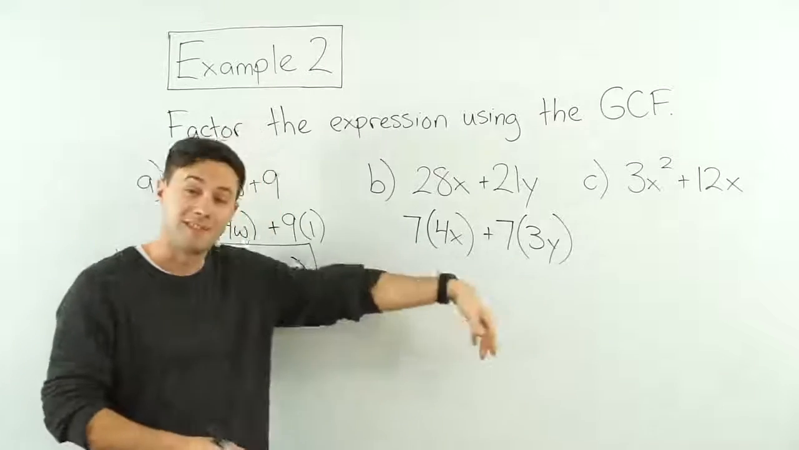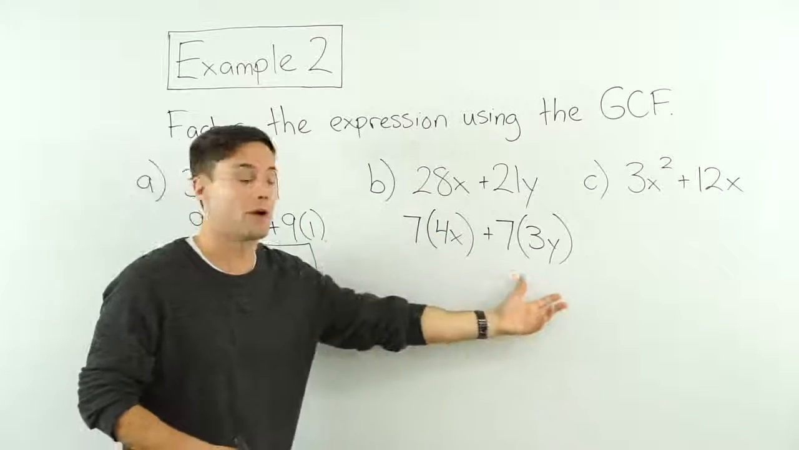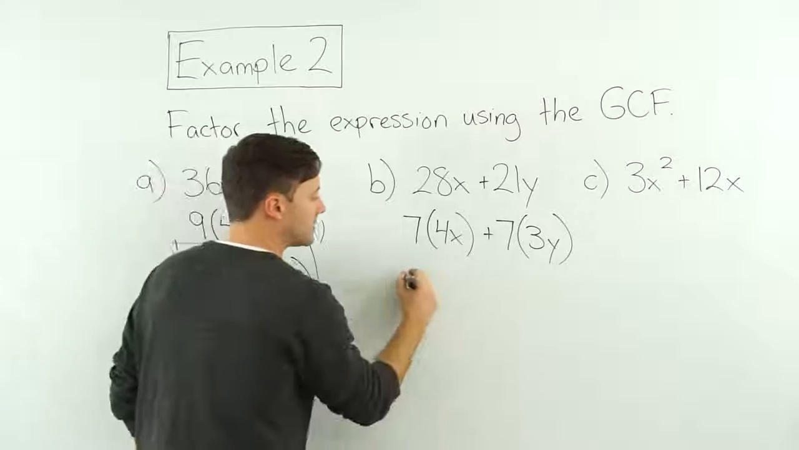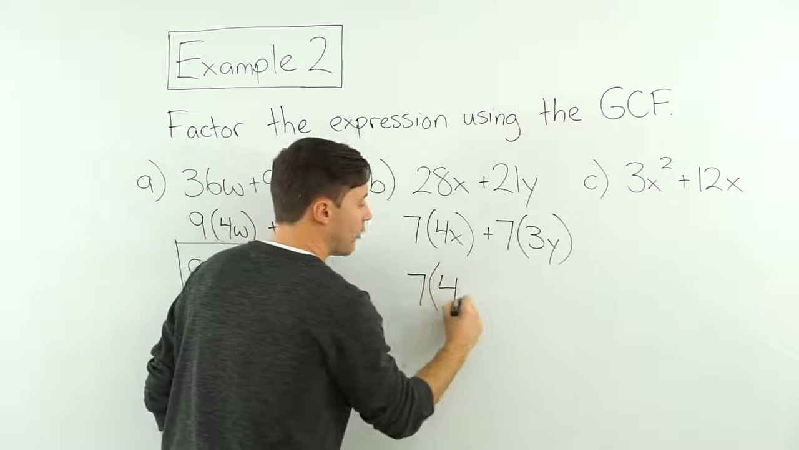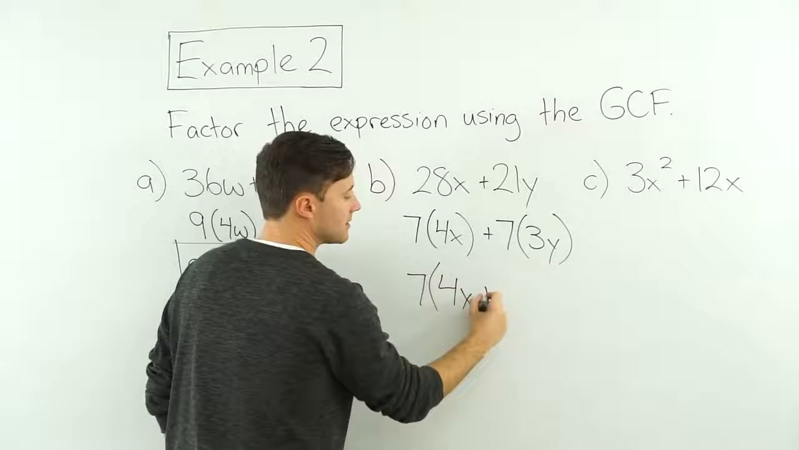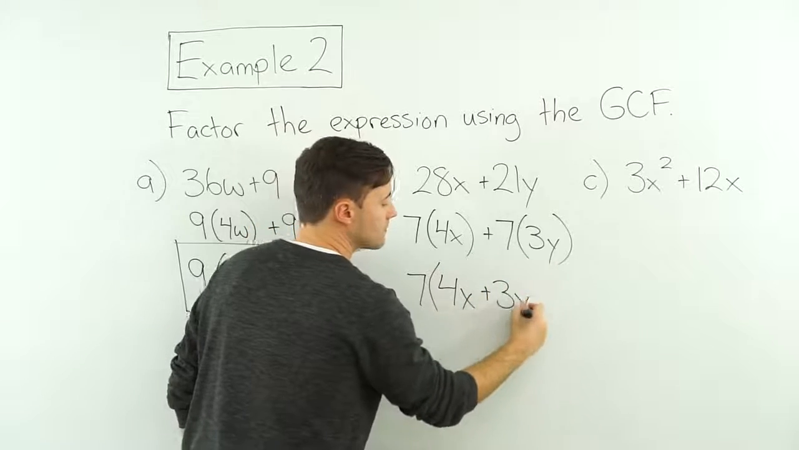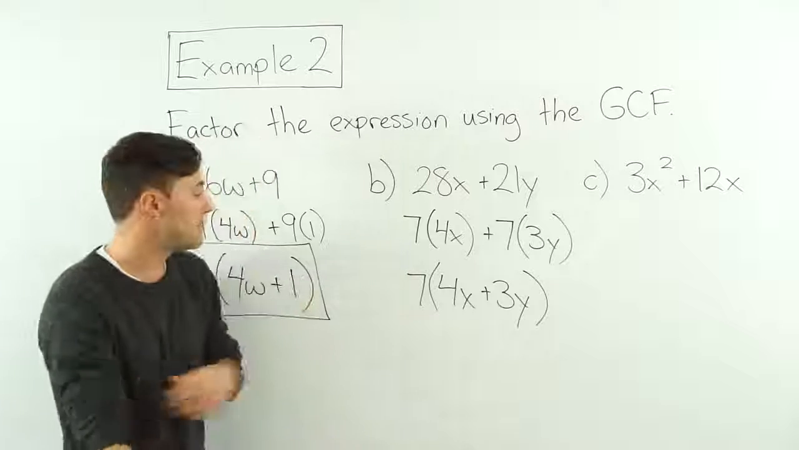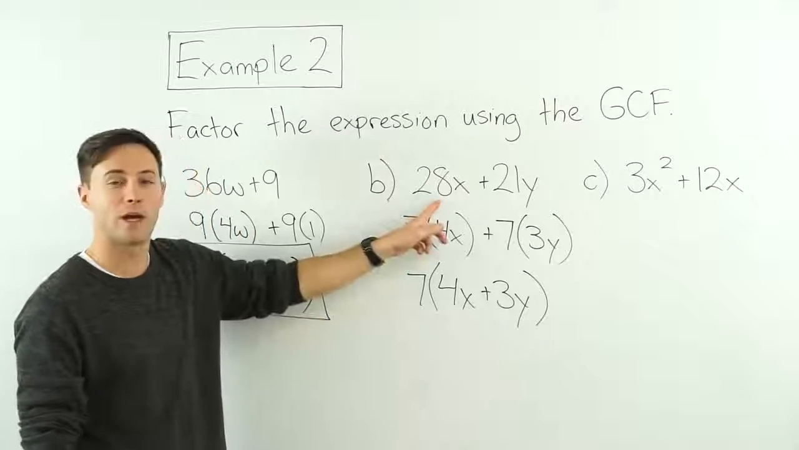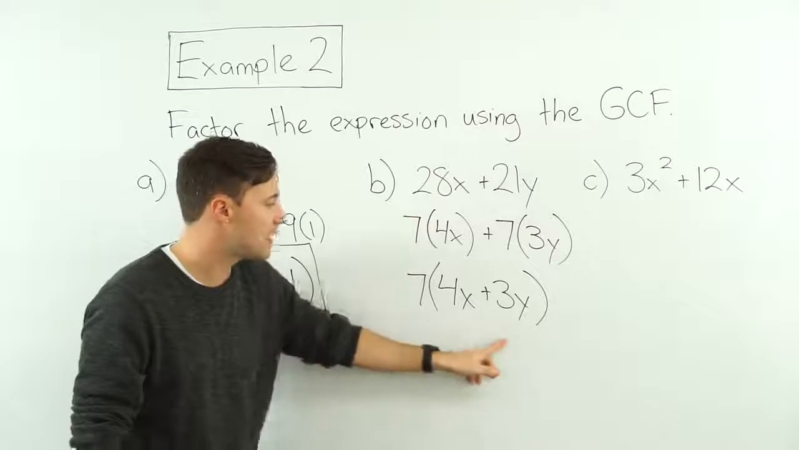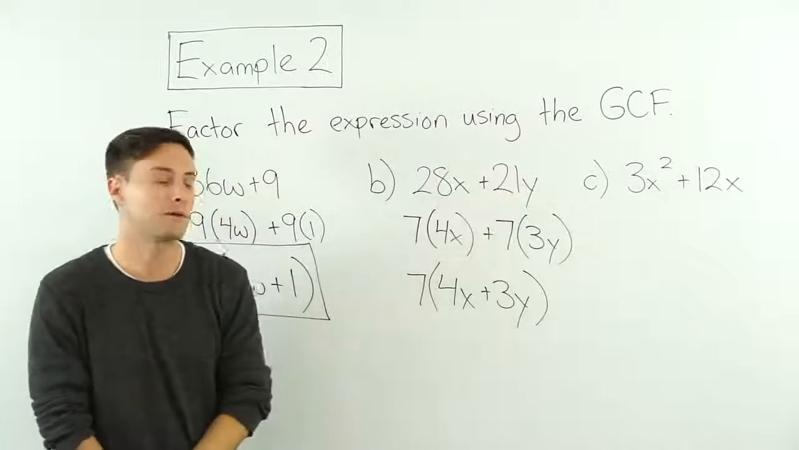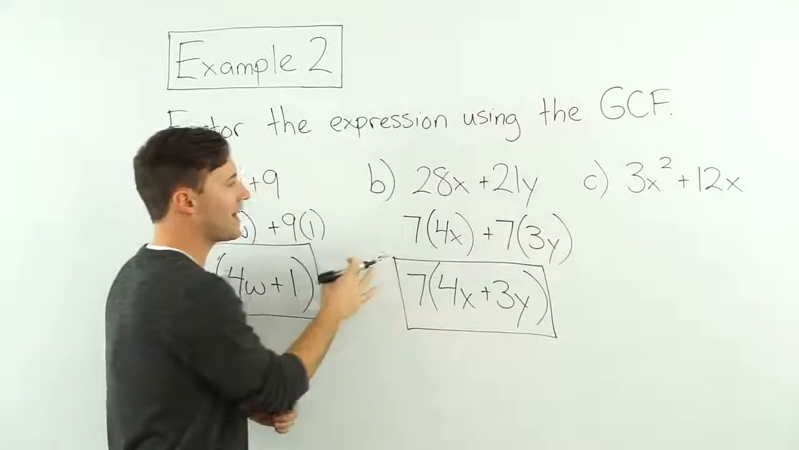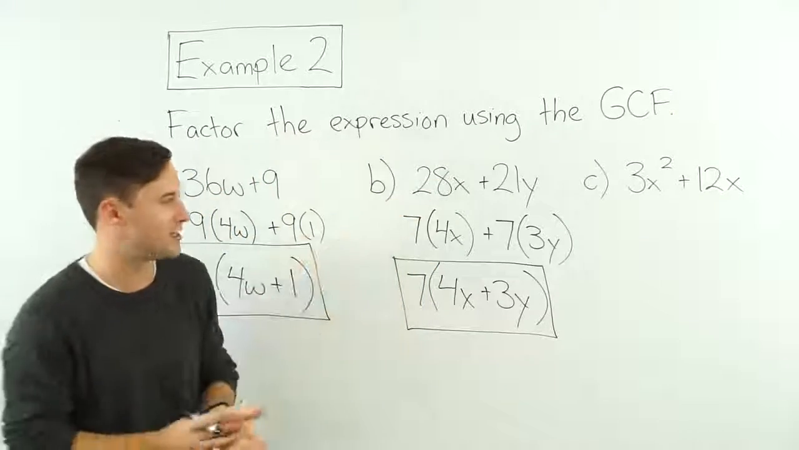So now let's divide out that 7 from both terms. Let's factor it out. So I've got 7 times 4x plus 3y. And again, if I want to double check, just use the distributive property. 7 times 4x is 28x, plus 7 times 3y is 21y. So I'm going to box that. And let's move on to the last one, which is a little challenging.